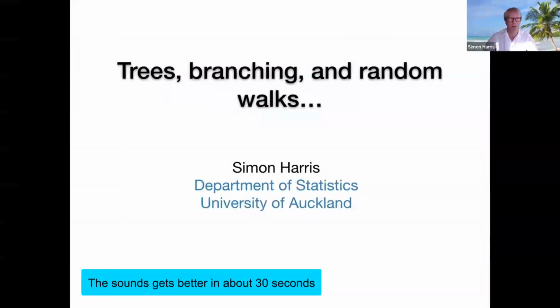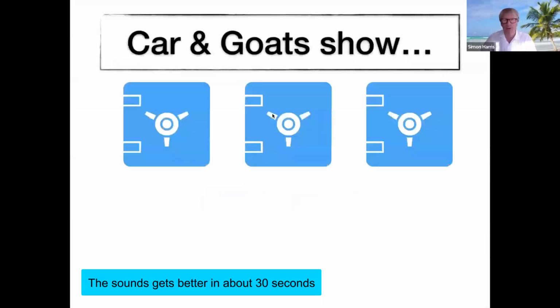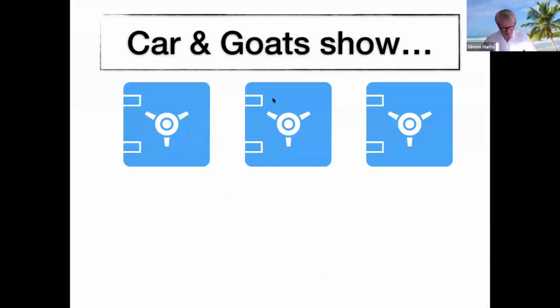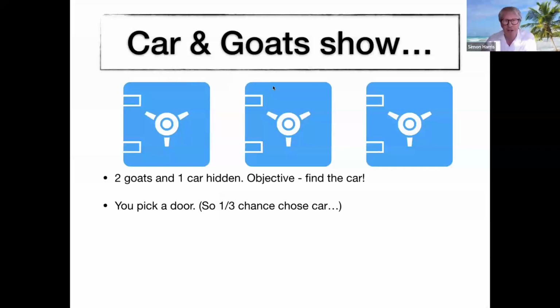So I'd like to talk today about trees, branching, and random walks. But I'm going to start with a game that some may well come across. It's a nice one to start a discussion about probability, and that's a classic: the car and the goat show. So we've got two goats and one car hidden, and the objective is to find the car.